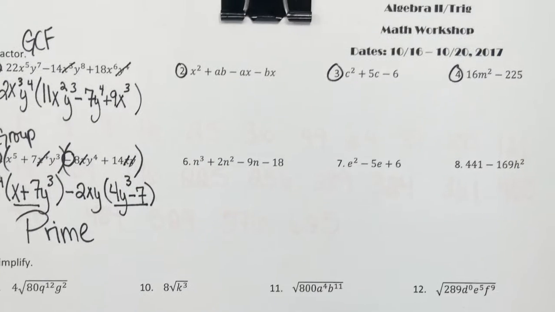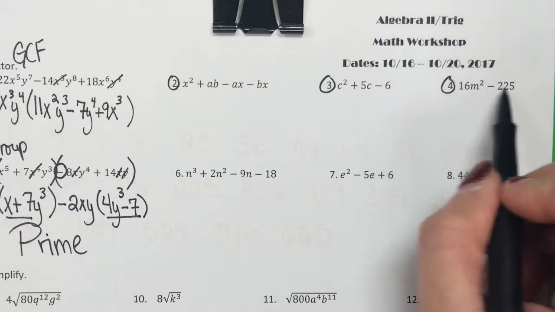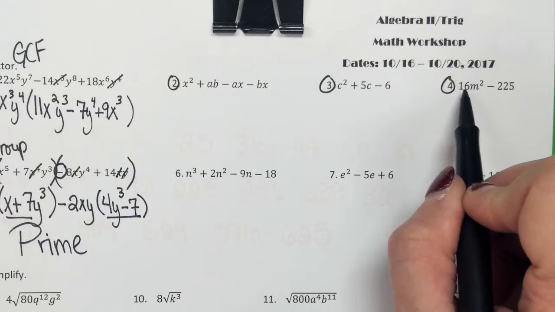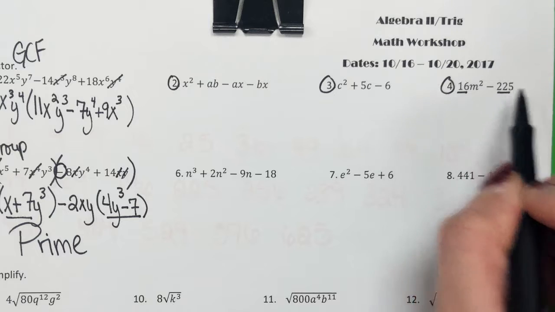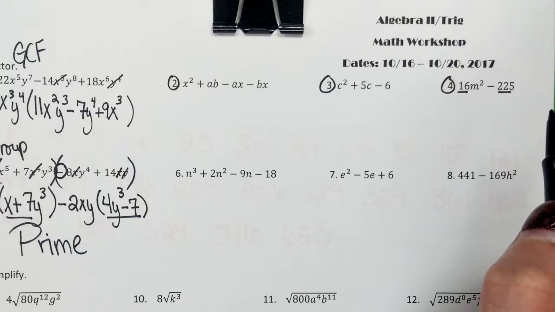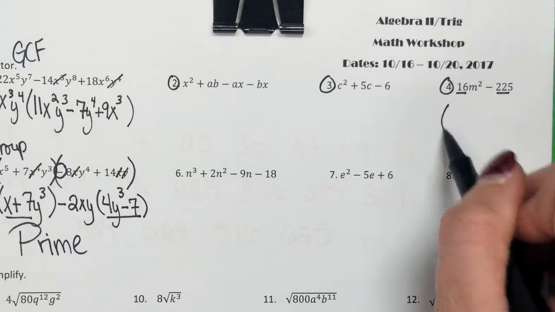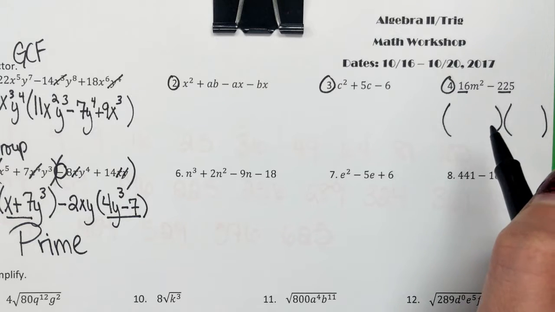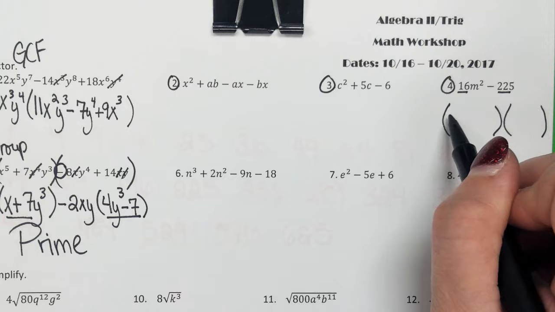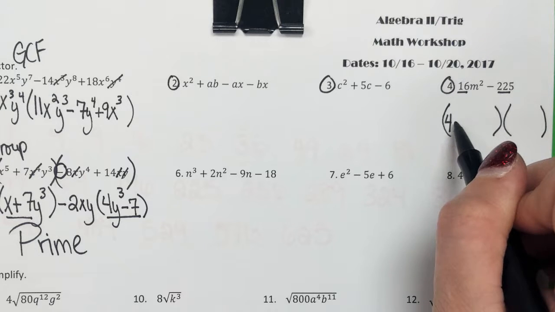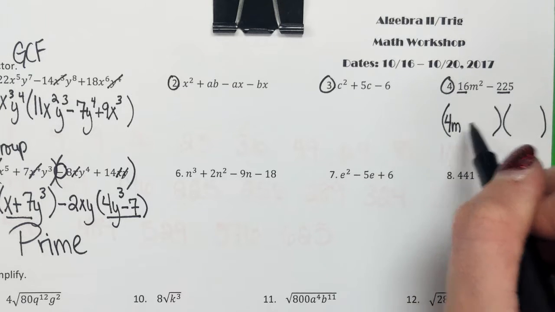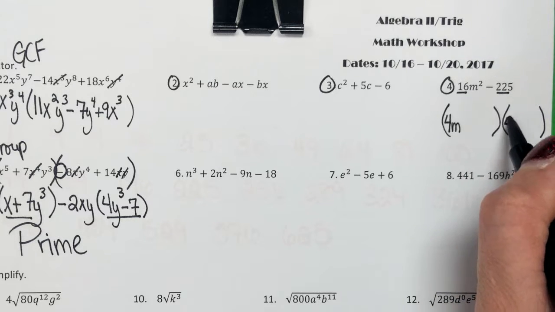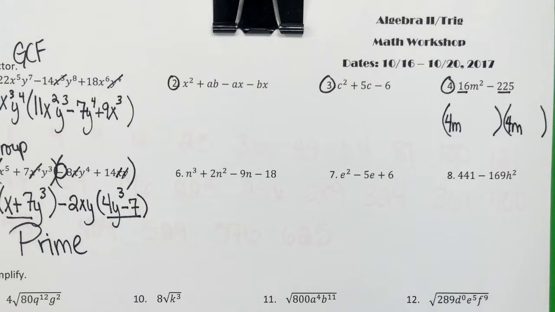All right, what about number 4? Number 4 only has 2 terms. They don't have anything in common. But what do you notice about those 2 numbers? They're perfect squares. There you go. All right, so what's the square root of 16m squared? 4 what? When you divide it, remember you divide the exponent by 2, so it's 4m.